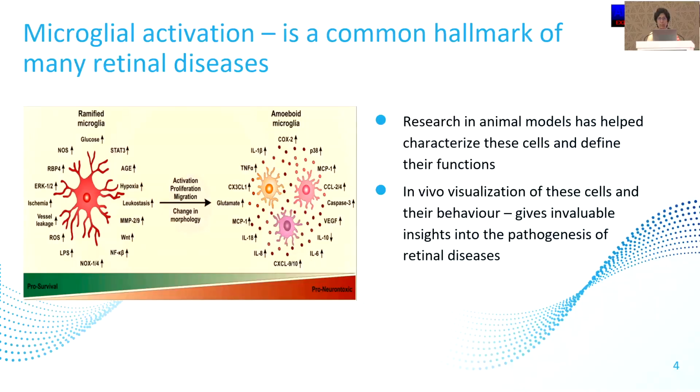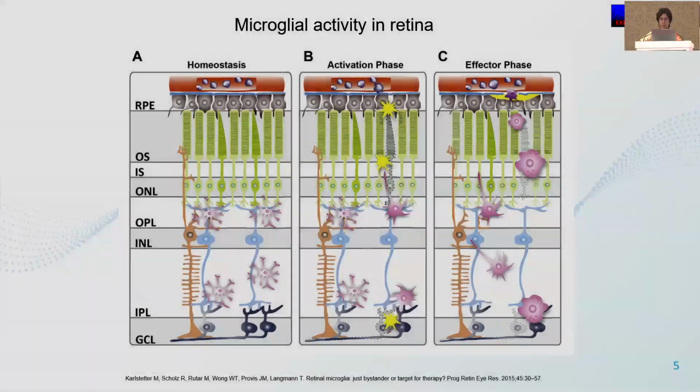So microglia, when in the resting state, are pro-survival, but when they are activated by some stimuli, they produce a lot of cytokines which can be neurotoxic. This microglial activation is a common hallmark of many retinal diseases, and the opportunity to visualize these cells and study their behavior in vivo is unique. It can give us unique insights into the pathogenesis of several retinal diseases.